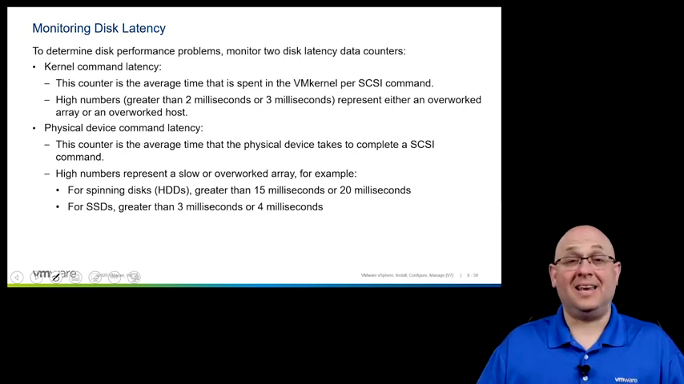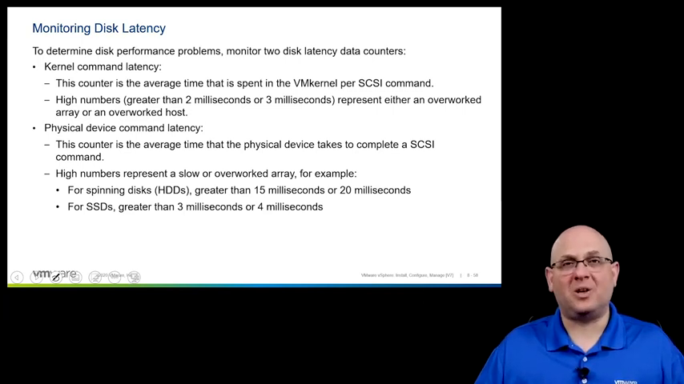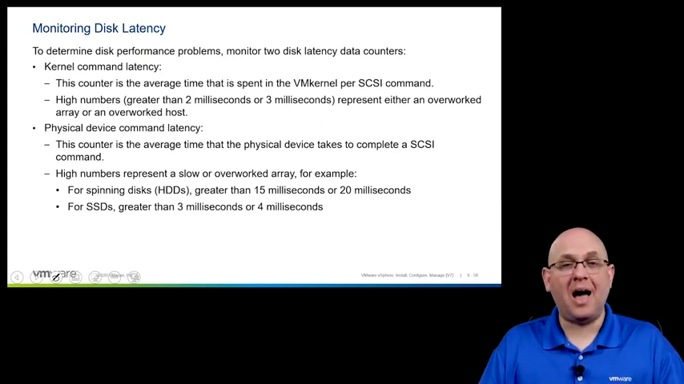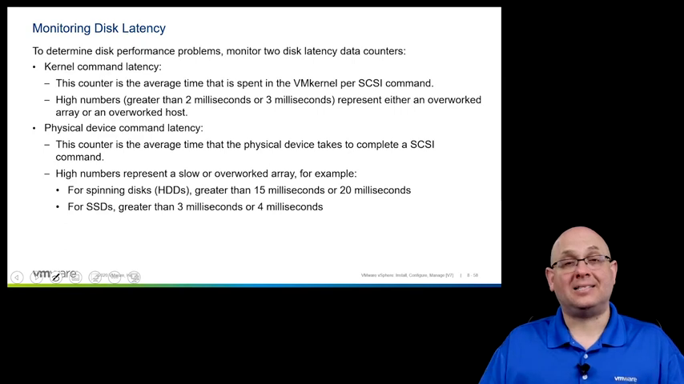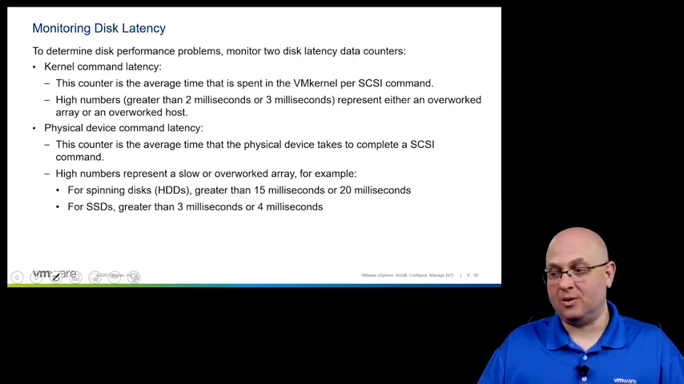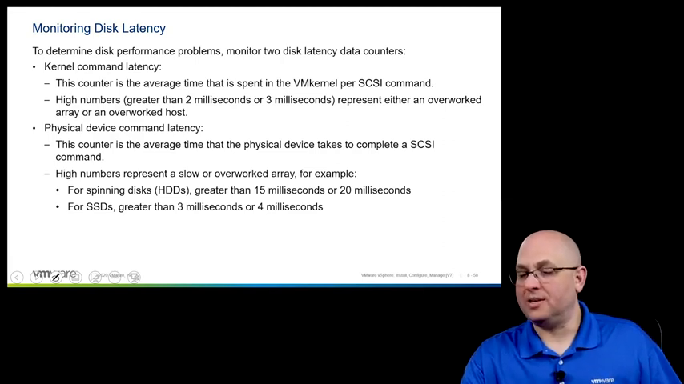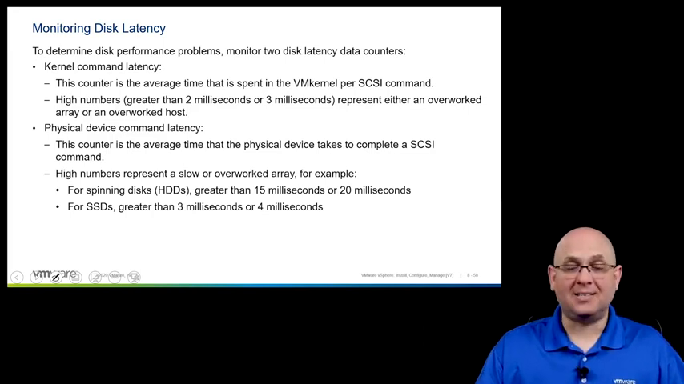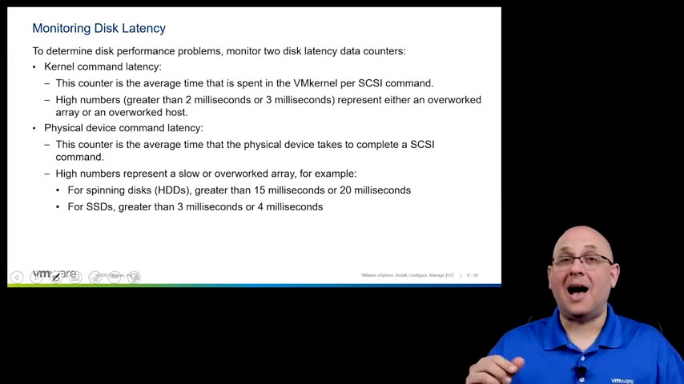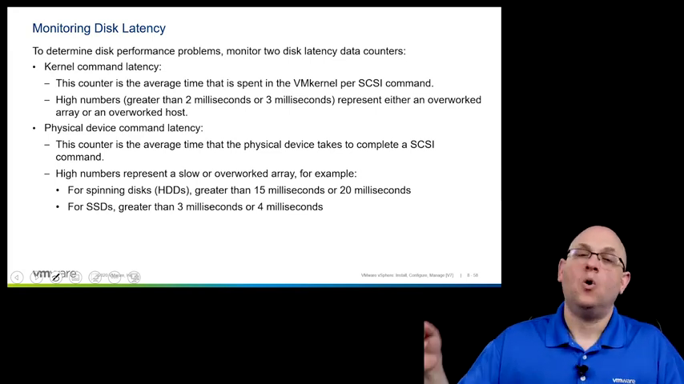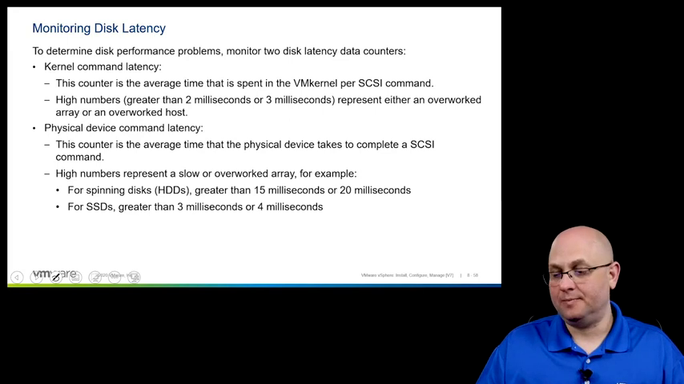Now, I can tell you that ESXi is really, really good at executing SCSI commands. So really, any latency introduced by the hypervisor is a sign that the hypervisor itself is under contention. We say any high numbers greater than 2 or 3 milliseconds represents an overworked array or host. I gotta tell you, if I saw 2 or 3 milliseconds, I would know that my host was having problems. I would like to see this well less than 1 millisecond.